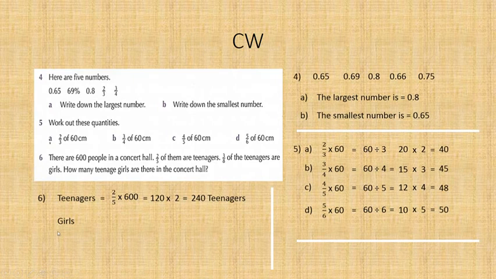And the number of girls of the teenagers is going to be 3 over 8 of them. So 3 over 8 times 240, I will just divide 240 by 8, which means it's going to be equal to 30. And after that, multiply by its numerator, which is 3. So 30 times 3 equals 90 teenage girls.